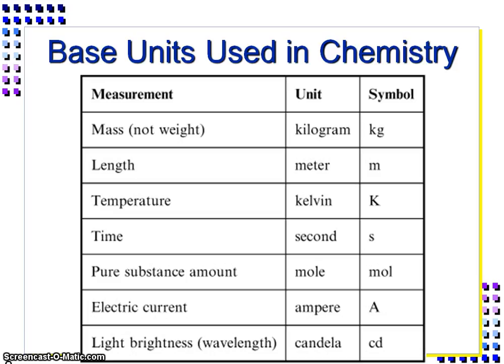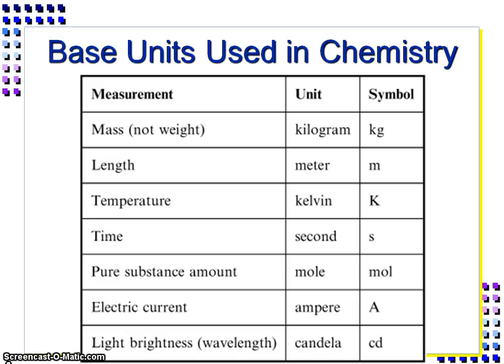Now, base units in chemistry. This is a slide that you need to memorize. Mass, the base unit is the kilogram, and its symbol is kg. For length, the base unit is the meter, and its symbol is a lowercase m. For temperature, the metric unit is kelvins, and its abbreviation is a capital K. We'll also talk about Celsius and Fahrenheit. Those are other temperature units, but Kelvin is actually the metric unit. Time is seconds, and that's an abbreviation of s.